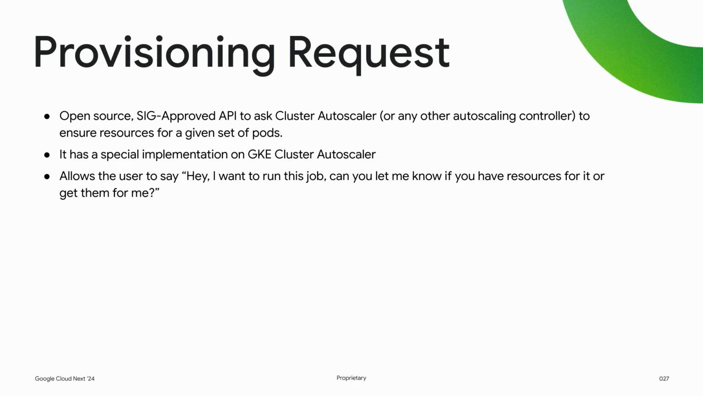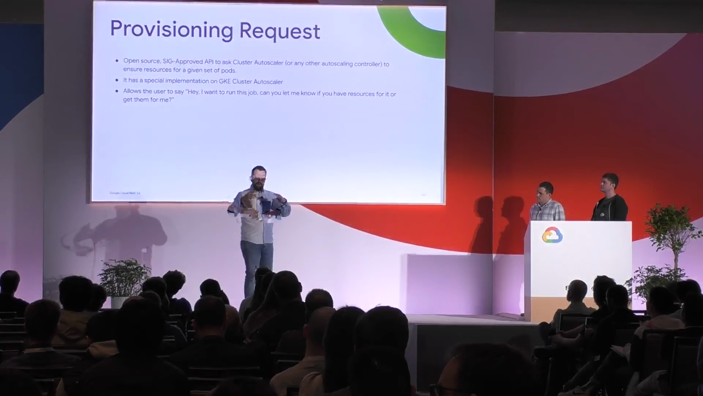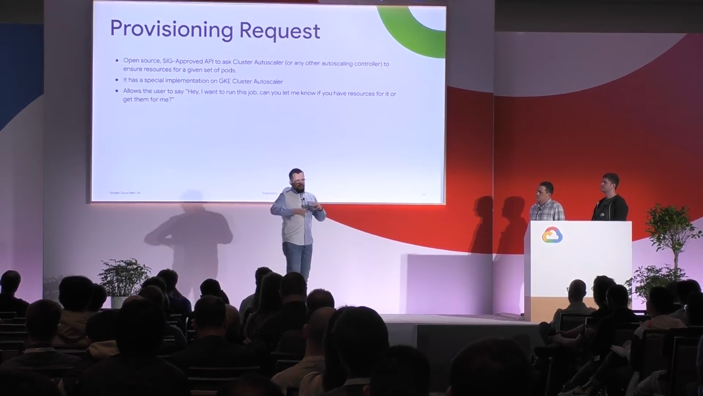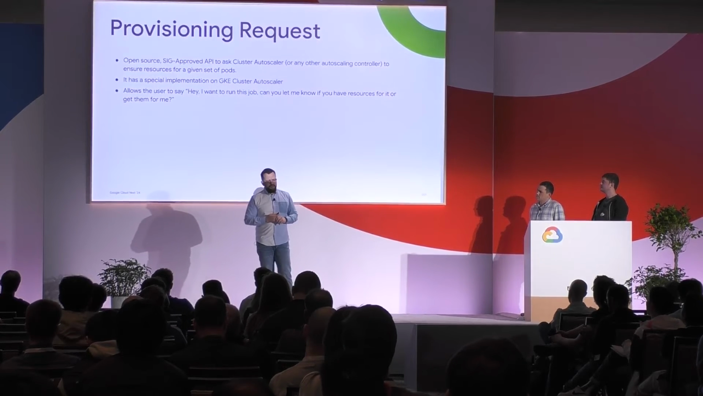So provisioning request is an extension to the open source cluster autoscaler. So it's an API that will work on all clouds, but as you probably know, cluster autoscalers typically have custom implementations on every cloud. So GKE has its own cluster autoscaler that is well integrated and has lots of features baked into its logic of interactions with our infrastructure, while at the same time it still conforms to the open source APIs.